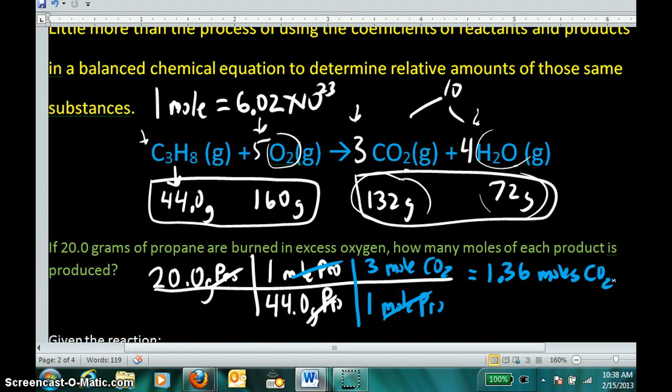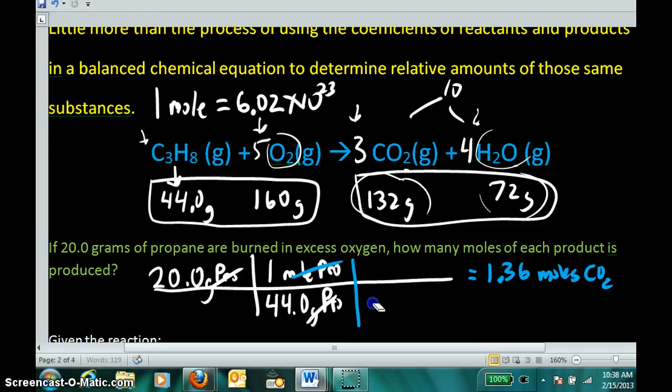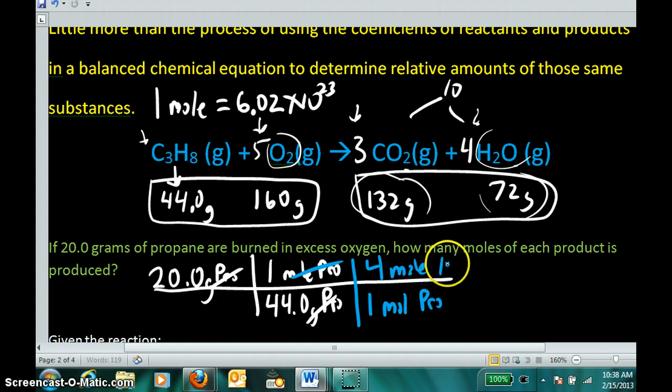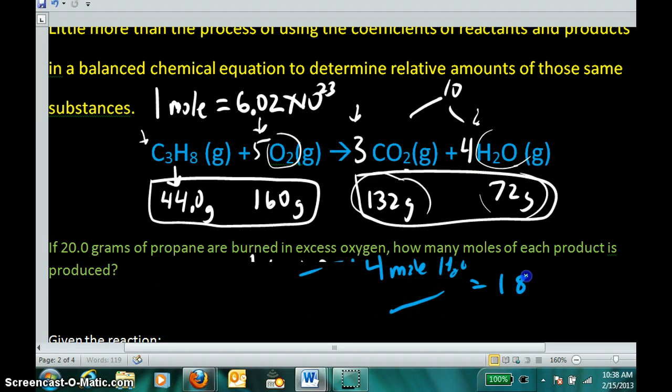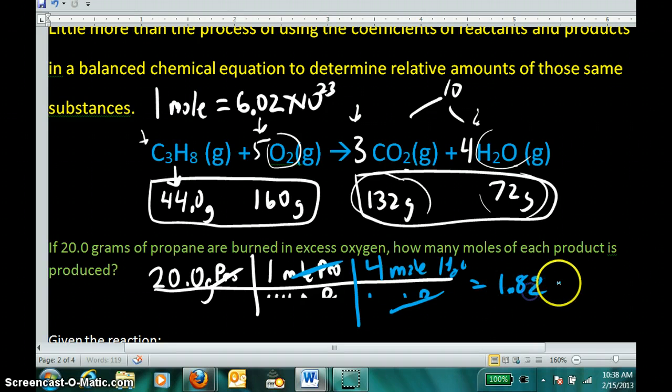No problem. If instead I had wanted to do how many moles of water are we going to get, well, I could back up to this point right here, because the only difference is the stoichiometric ratio. Instead of being 1 to 3 as it is with carbon dioxide, it's 1 to 4 for the water product. So I would say 1 mole of propane is equivalent to 4 moles of water. And yes, I get a different answer, namely my product is 1.82 moles of water.